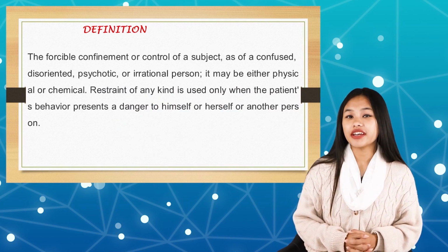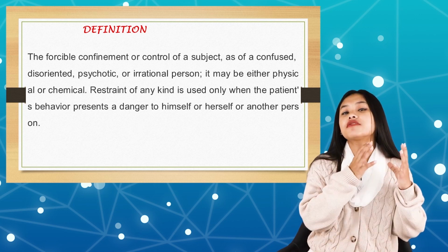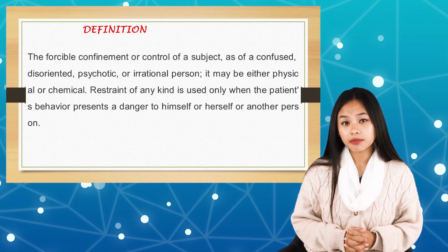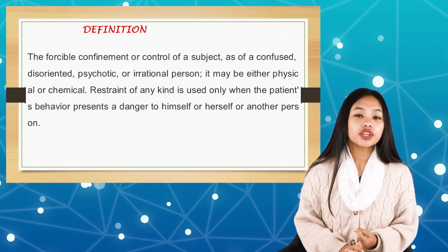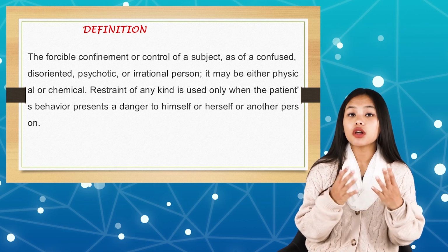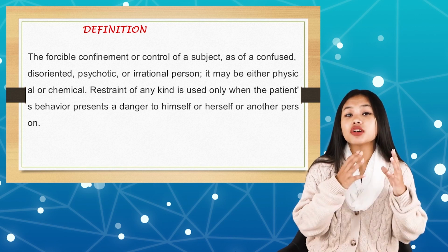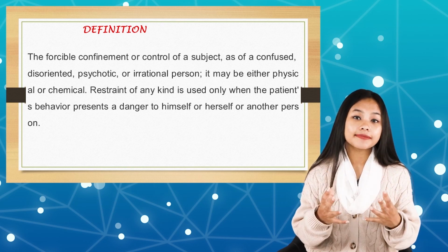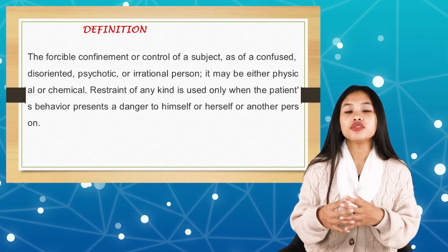Now moving on to the definition of restraint. So restraint is defined as a forcible confinement or any control of a subject, such as a confused, disoriented, psychotic, or irrational person. It may either be a physical or a chemical restraint. Restraint of any kind is only used when the behavior of that particular client presents a danger to himself or herself or even to others.